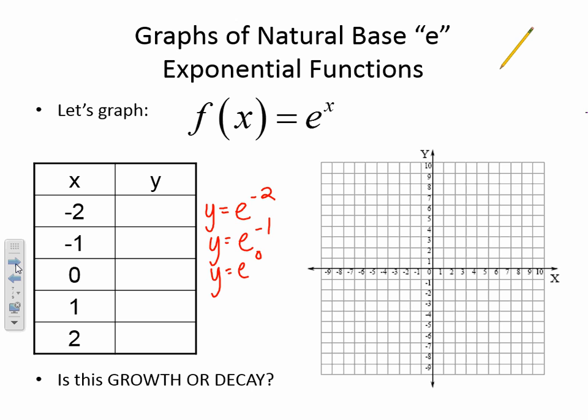So e raised up to the -2 power is 0.135. E raised up to the -1 power is 0.37. E raised up to the 0 power is 1. E raised to the first power is 2.71. E squared is 7.4 approximately. So if we were going to graph this, -2, there we go, 0, 1, 1, 2.7, 2, 7.4.